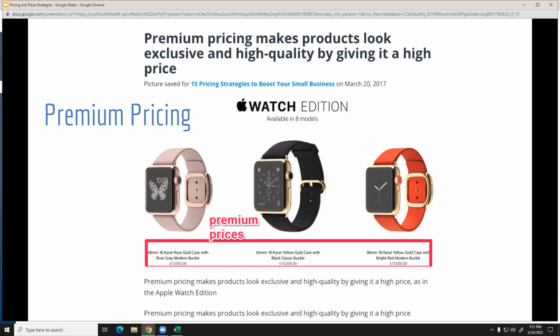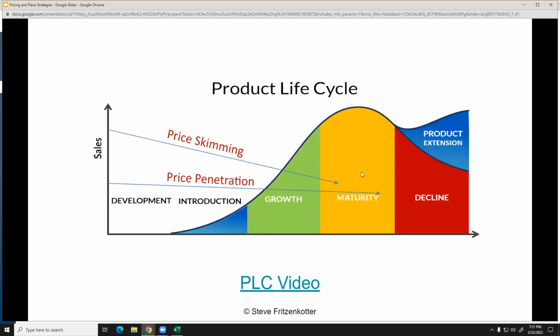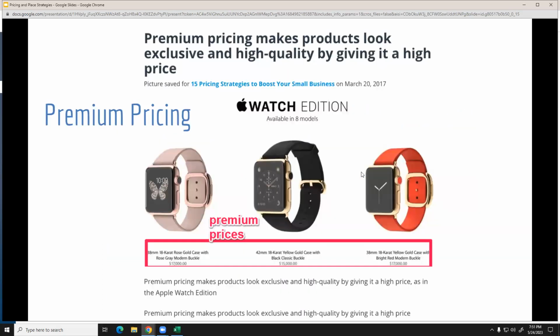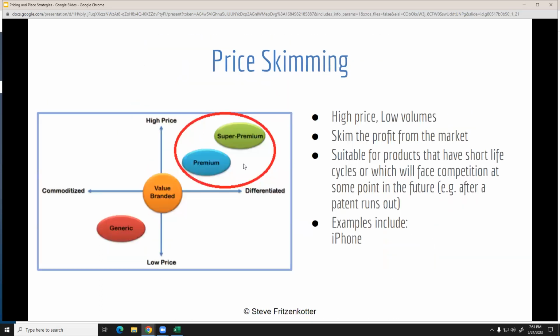And who would buy this? Who would pay $15,000, $17,000? Who would pay that? Well, maybe celebrities would. Maybe music stars would. Maybe professional athletes would. They want a super premium price. These products are going to be here in the premium area.